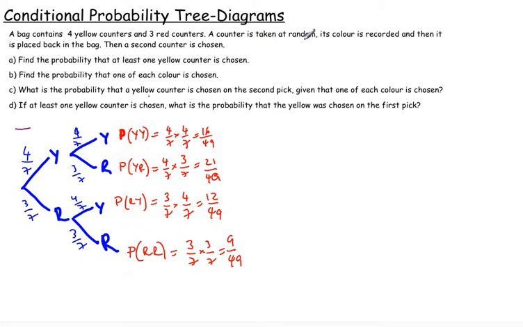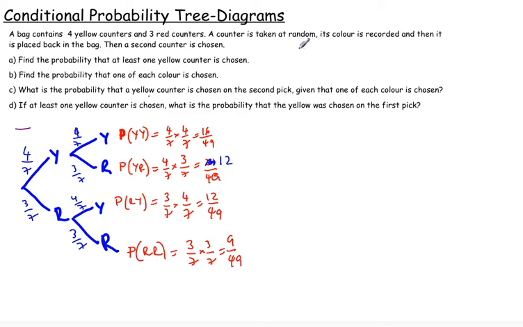So I've gone ahead and drawn the tree diagram. If necessary, press pause to check that tree diagram, that you understand how that was done. Except 4 times 3 is 12. Okay. Now let's go ahead and see if we can answer some questions.